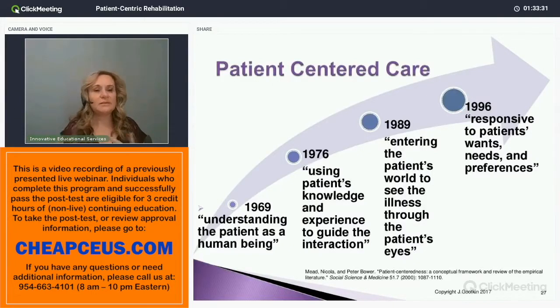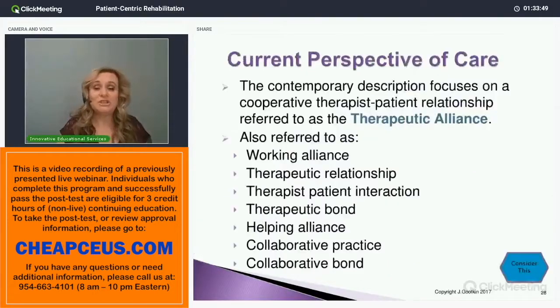And if we look back at the different decades, we've had a shift from I'm doing therapy to you or for you to, what do we say? I am going to help you transfer from the bed to the wheelchair. I am going to do this with you. So our perspective has changed to be more patient focused. And currently, the terminology for this kind of old concept, new name, is called the Therapeutic Alliance. And it's been called many different things. But the Therapeutic Alliance is kind of more of this partnership with our patient.